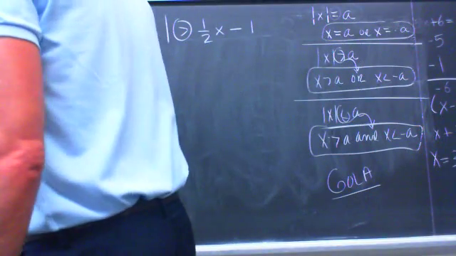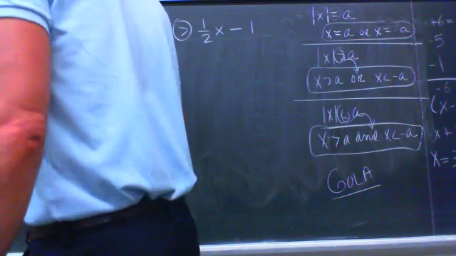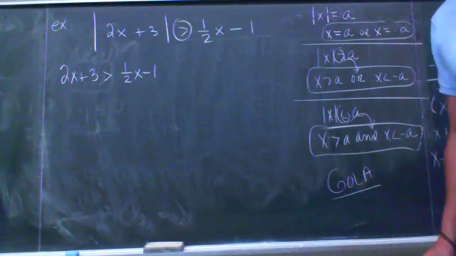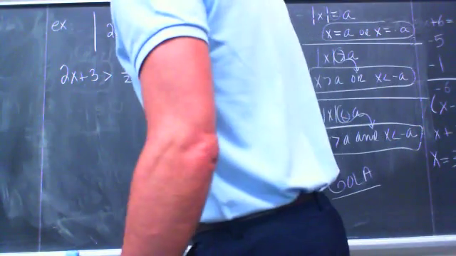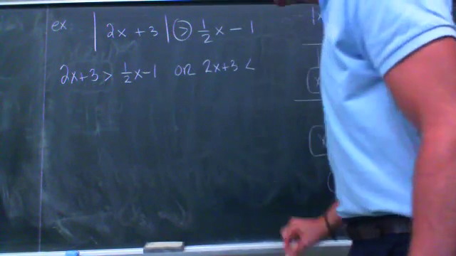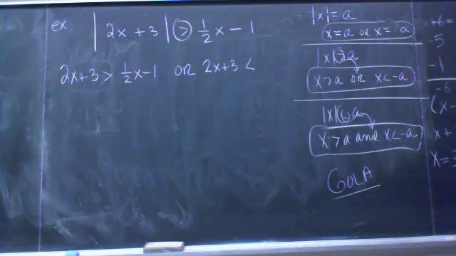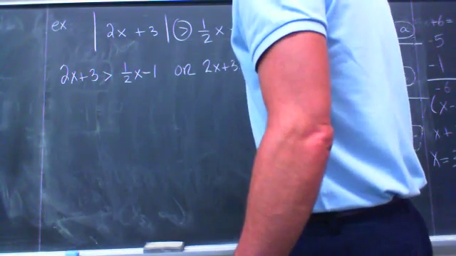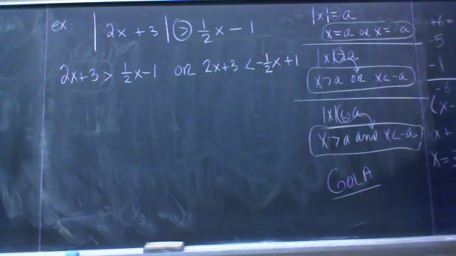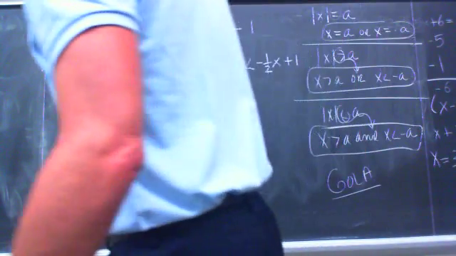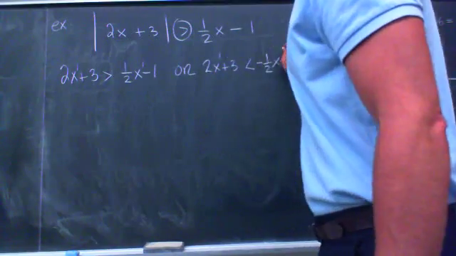So I'm going to rewrite it with 2x plus 3 is greater than 1/2 x minus 1. Greater is or: 2x plus 3, switch the symbol. When you switch it, you make the other side negative. So just run the negative sign through it. Now these are inequalities, but they're linear inequalities, meaning the highest exponent on x there is x to the first.